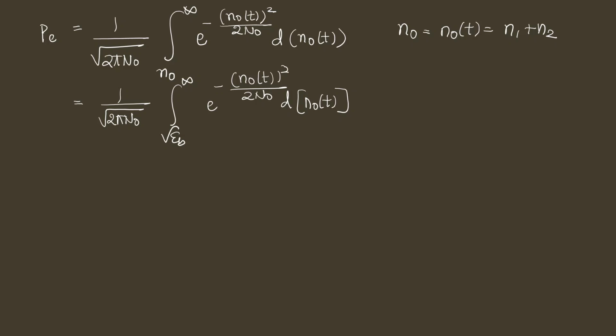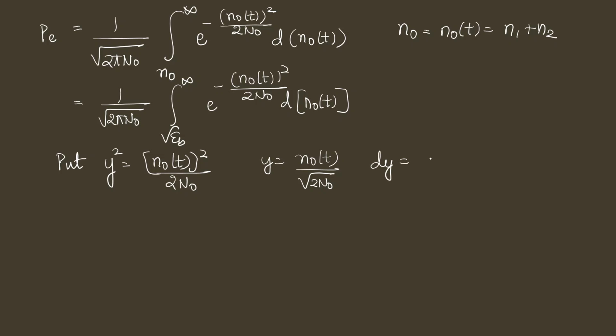We will do the substitution now. So put y square is equal to n naught of t whole square divided by 2 n naught. So therefore y will be equal to n naught of t divided by under the root 2 n naught. So dy will be equal to 1 over under the root 2 n naught into d n naught of t. Substituting all these into the above integrand, we are going to obtain 1 over under the root 2 pi into n naught.